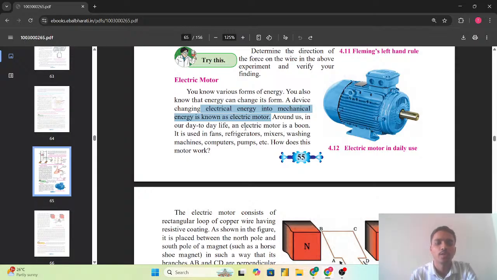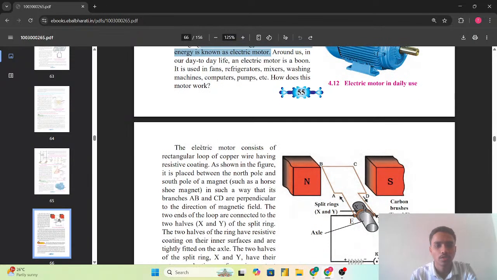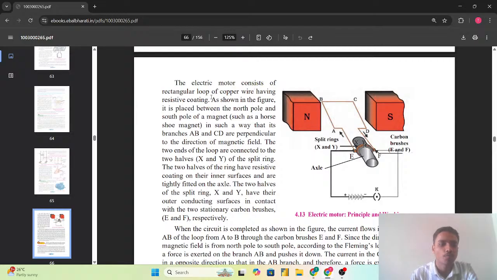Around us in our day-to-day life, an electric motor is a boon. It is used in fans, refrigerators, mixers, washing machines, computers, pumps, etc. How does this motor work? The electric motor consists of a rectangular loop of copper wire having a resistive coating.